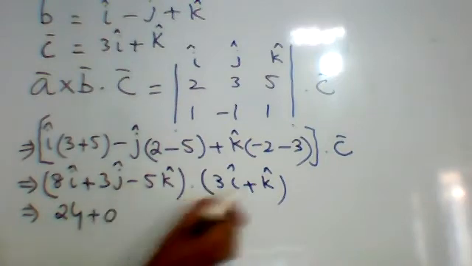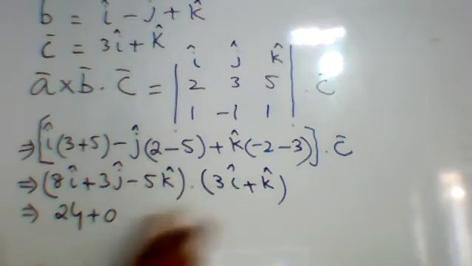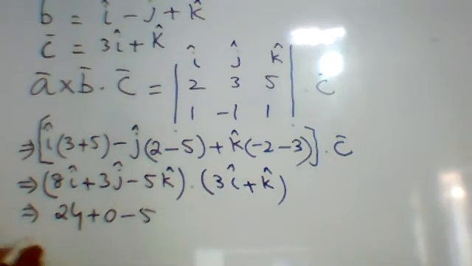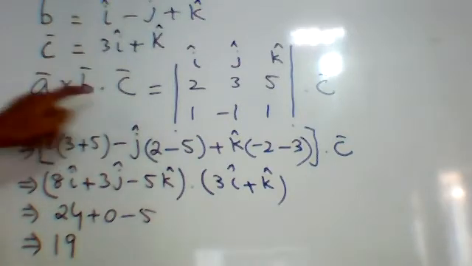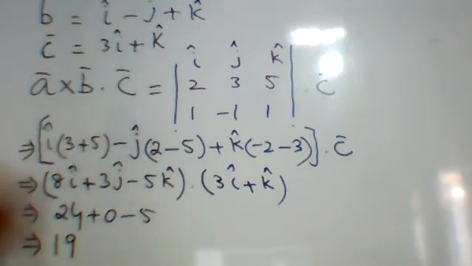Minus 5 will multiply with 1, k is multiplied with k. Minus 5 into 1 will be minus 5. So the final answer is 19. This answer is a scalar. Therefore, it is called the scalar triple product. We use the three vectors A, B, C to find A cross B dot C. The answer is 19.